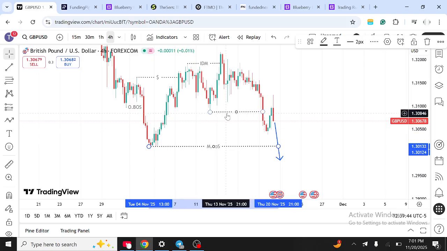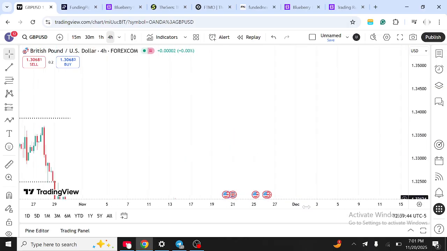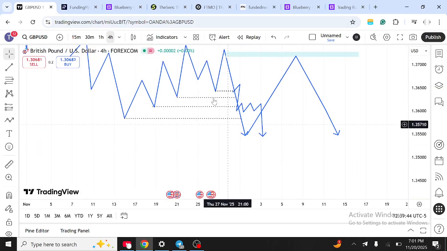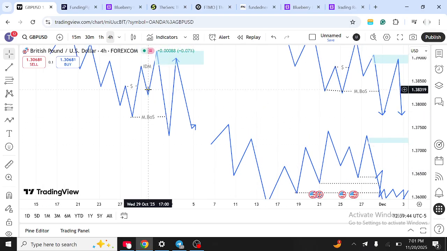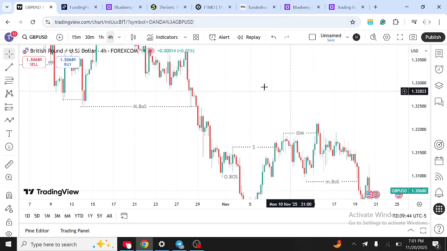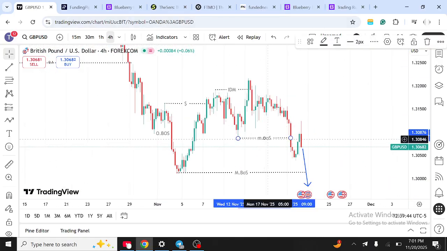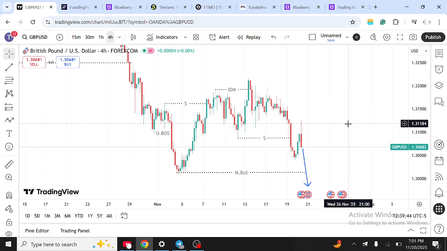I could have titled this minor break of structure. But like I said, for type B, I do not like it. Can you see it? Break of structure, break of structure, break of structure. This is the major break of structure. That's for the swing low. Can you see this? So I don't really call it minor break of structure. It is only when I'm doing type A that I call it minor break of structure. So I just use liquidity sweep in this video for it.